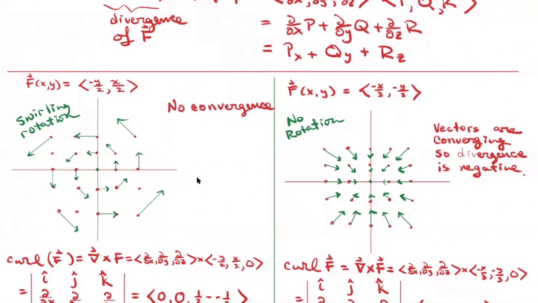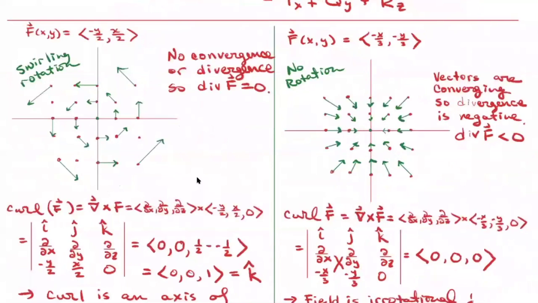Is there any question about any of this? So the divergence tells us whether vectors are sort of compressing together or pushing apart. The curl measures the swirl in a field. Any questions?